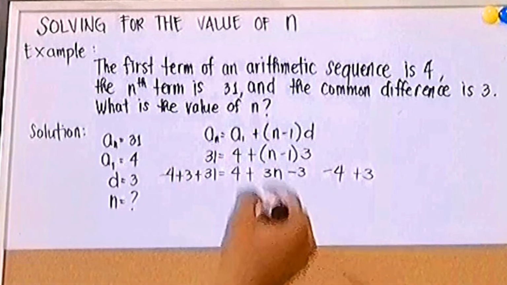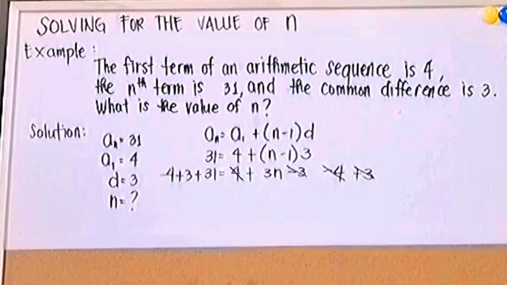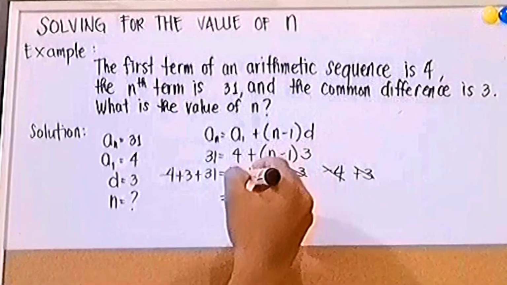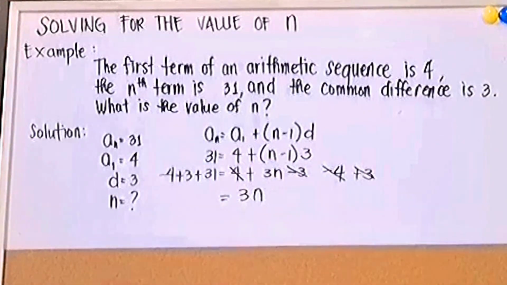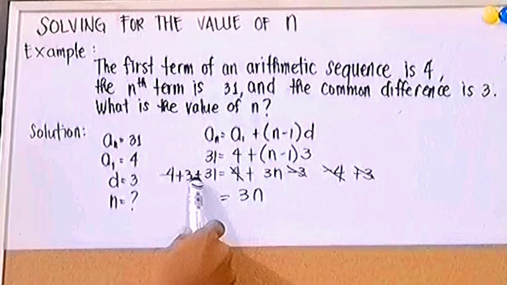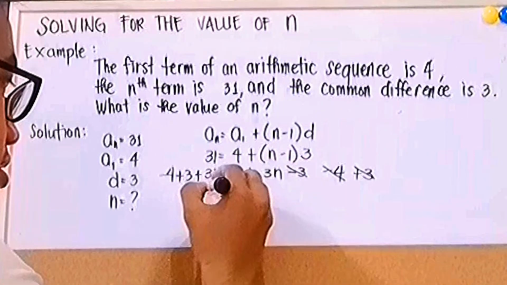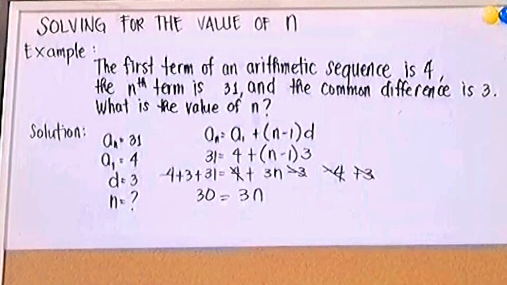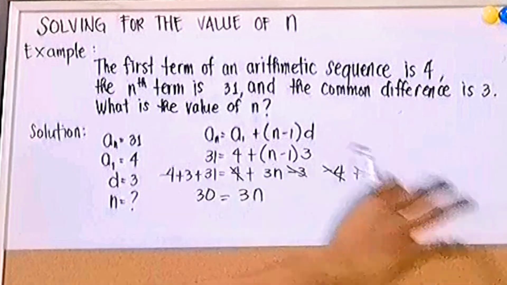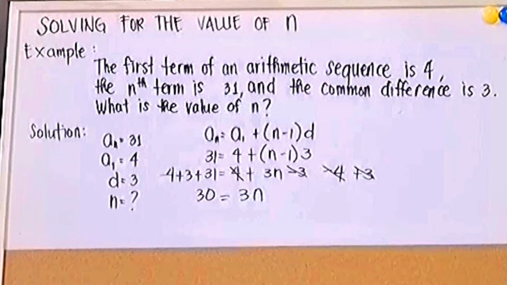And now we can cancel 4 and negative 3. What is left on the right side is 3n. While on the left side, we have 31 plus 3 is 34 minus 4, and that is 30. So, to cancel out 3 here on the right side, we apply MPE, which is multiplication property of equality.